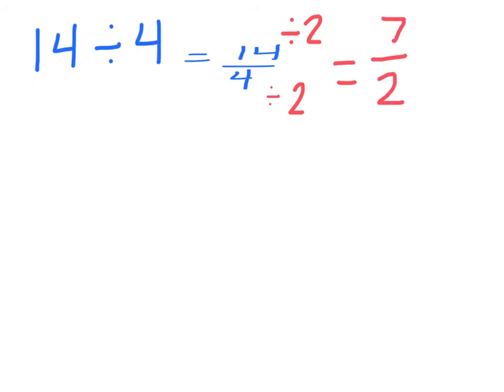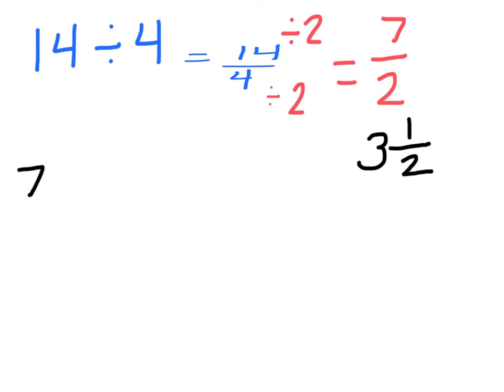Now we want to convert 7 over 2 into a mixed number. There are a couple of different ways we can do that. One is the way that I've been showing you all along, which is to divide the numerator by the denominator, 7 by 2, giving us 3, remainder 1. Your remainder becomes your new numerator, and you keep your denominator, 3 1/2.